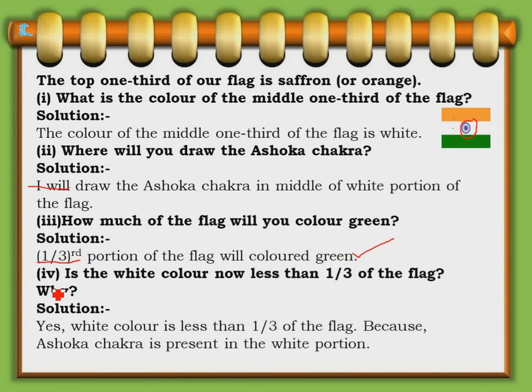Okay, now going to the next one. Is the white portion less than 1/3 of the flag? So what they are asking is whether the white portion, that is this portion, is less than 1/3 or not. Yes, because in this white portion, what is there? The Ashoka Chakra is there. So that's why it is less than 1/3 of the flag.